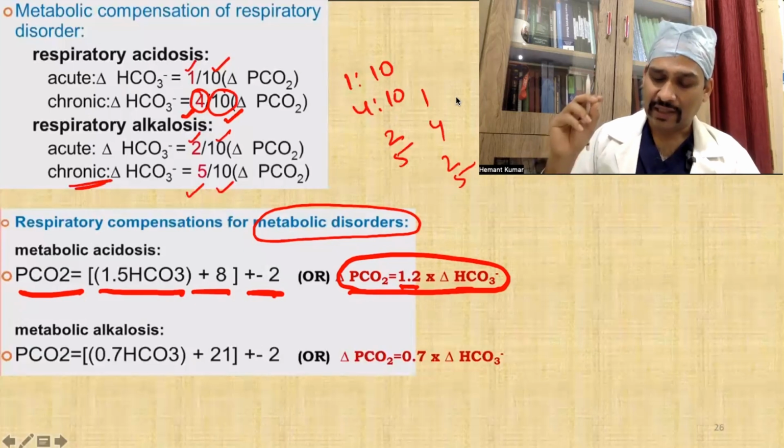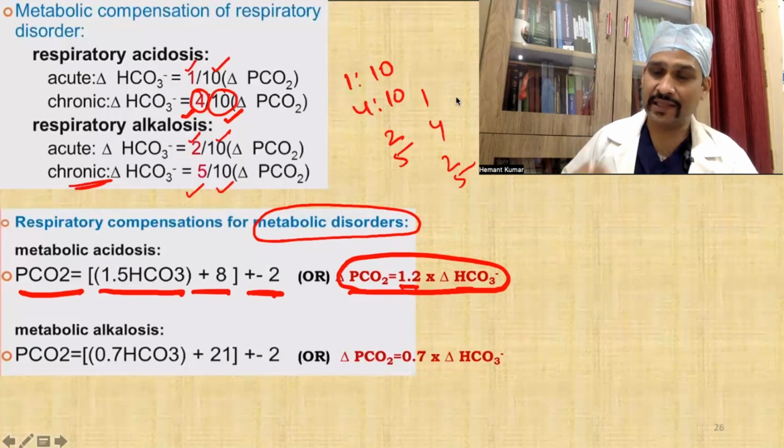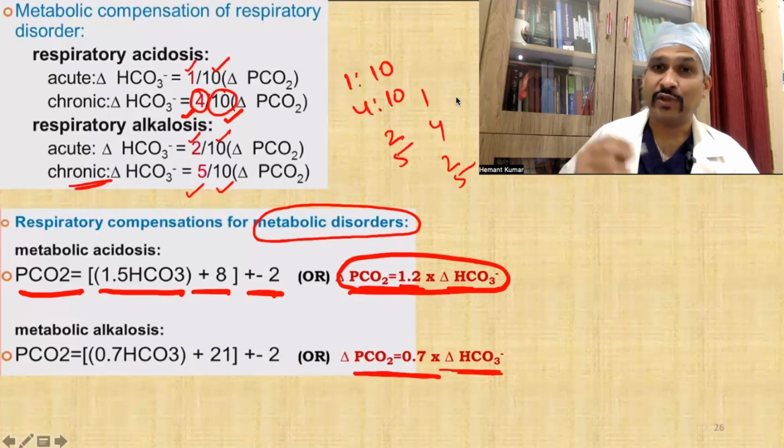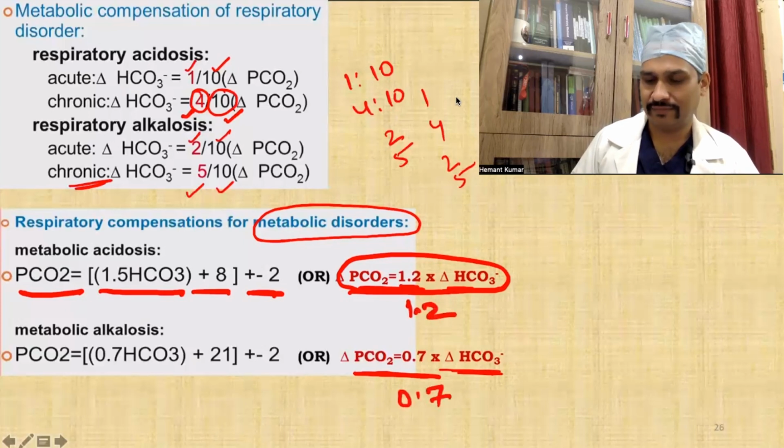Means in one decrease in bicarb, the CO2 will increase by 1.2 times. But in metabolic alkalosis, an increase in bicarb by 1 unit will increase PCO2 by 0.7. So metabolic acidosis 1.2, but metabolic alkalosis 0.7. We have to keep remembering this.